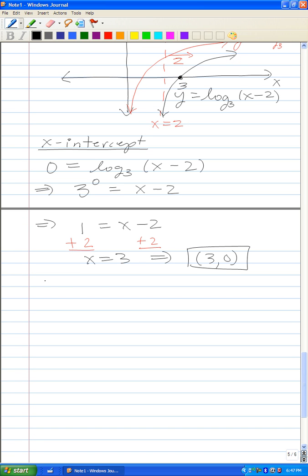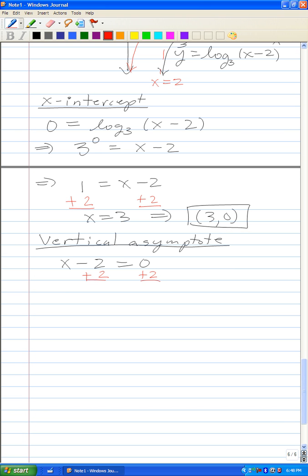And let's figure out the vertical asymptote. It's found by setting what's inside the logarithm to 0. Add 2 to both sides of this equation. And so this is the vertical line x equals 2. You must write, of course, a vertical line in the form x equals something.